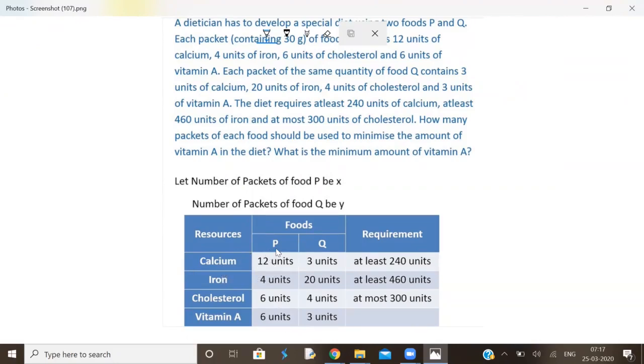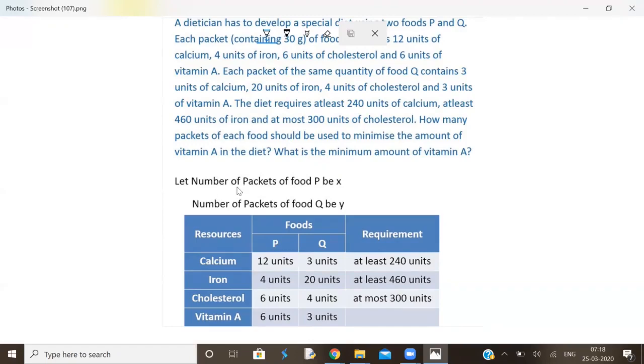The calcium from foods P and Q put together should be at least 240, iron should be at least 460, cholesterol should not exceed 300. The vitamin A content in food P and food Q are given. So how many packets of each food should be used to minimize the amount of vitamin A in the diet? What is the minimum amount of vitamin A?